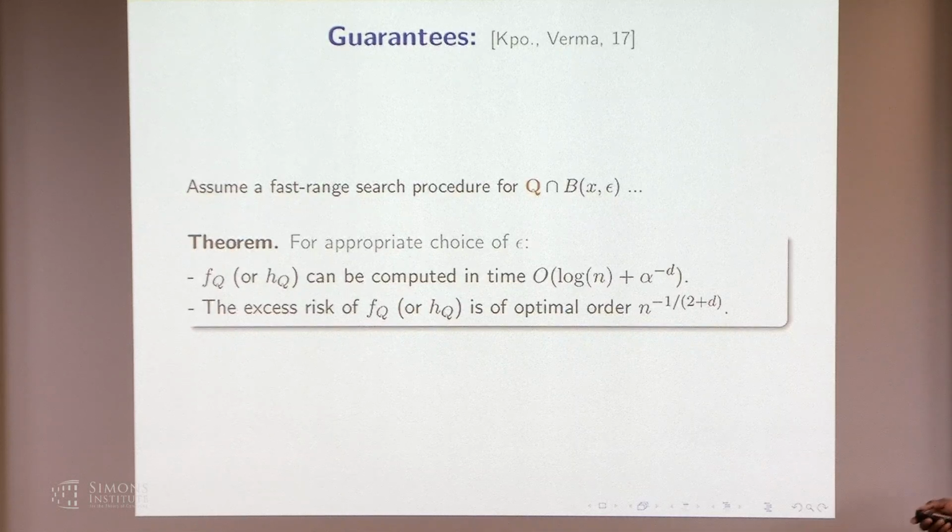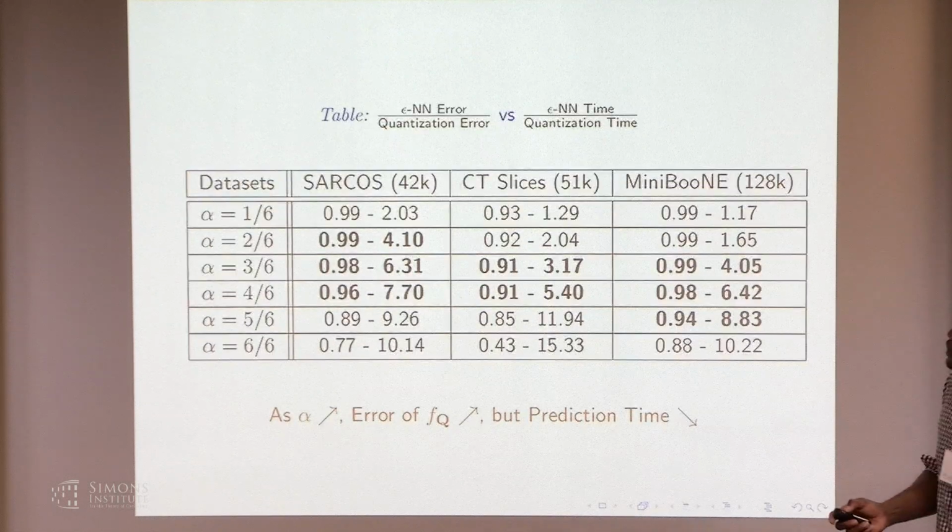The excess risk now of FQ or HQ is of optimal order. So that's just from all the intuition I gave a second ago. So here is how it works. Okay, so at least we got the guarantees that we want. And here is how it works in practice. So we tried it on a lot of different data sets, and for varying values of alpha, the quantization parameter. And here is how much of the original accuracy is maintained, the accuracy with respect to the vanilla epsilon and n.